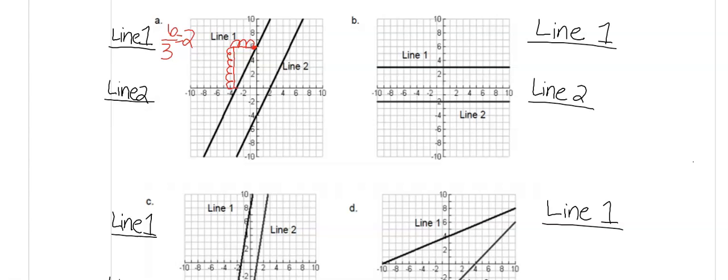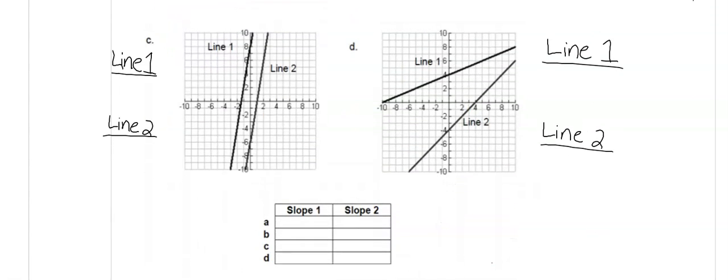And if we investigate our second line, again, I'll use the perfect points of our x and y intercepts. If I create our triangle, you can see we go up 1, 2, 3, 4 is our rise, and we run to the right 2 spots. So for line 2, our slope is 2. Now if I go ahead, I can go down and fill this table out. Slope 1 for graph A was 2, and slope 2 for graph A was also 2.